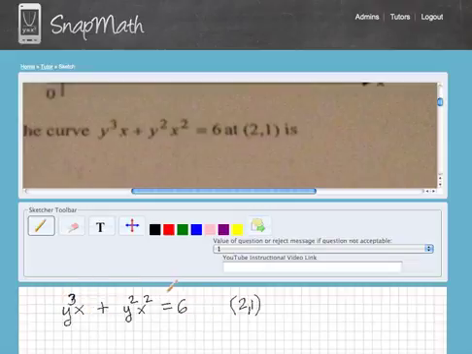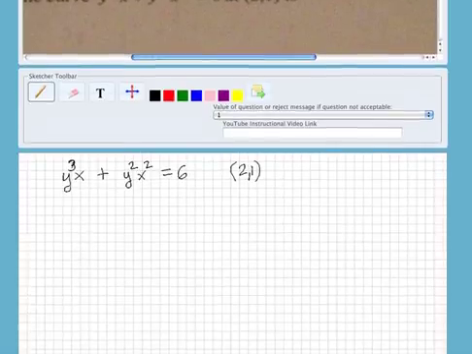This is called an implicit function. We're not able to solve for y, so what we do is we derive this implicitly. Okay, so let's go through the steps for that.